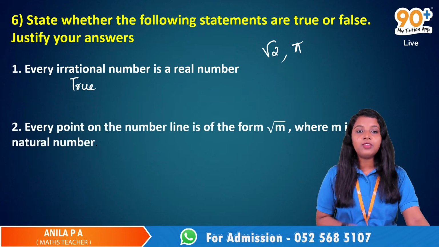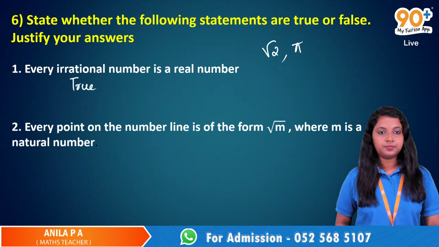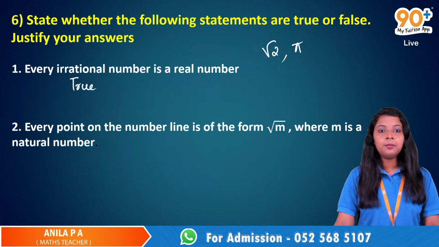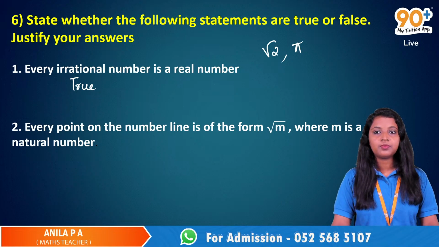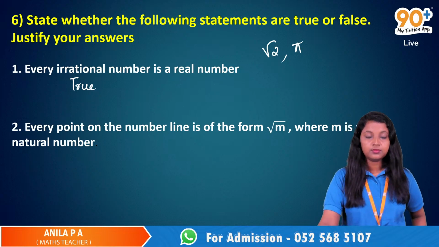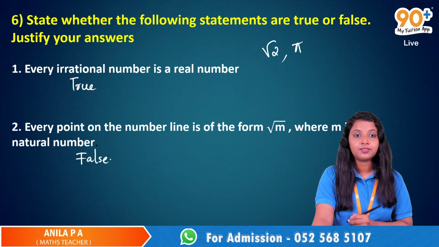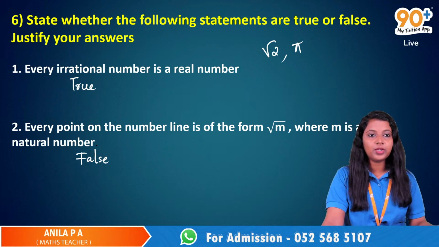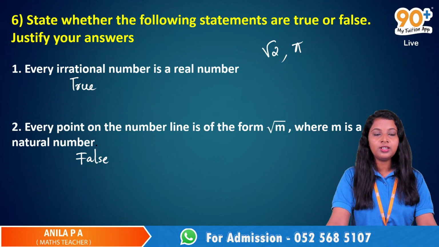Correct? Now, every point on the number line is of the form root m, where m is a natural number. True or false? Azalfa. This is false. Why? Because we can also represent decimal numbers on the number line. Okay, can you please tell me one example where this number is not of the form root m, where m is a natural number?